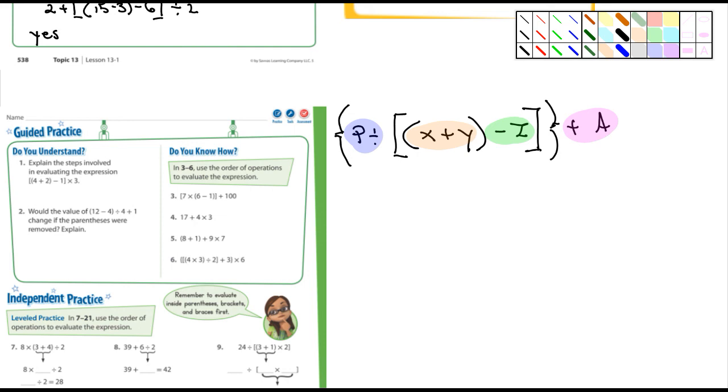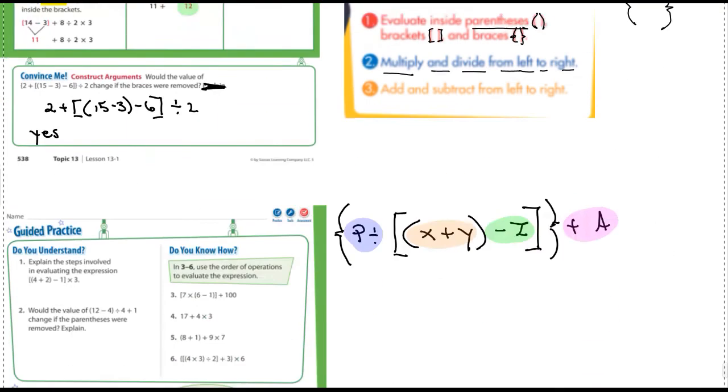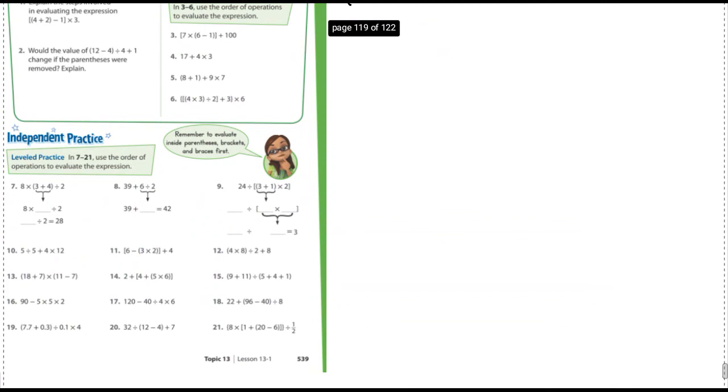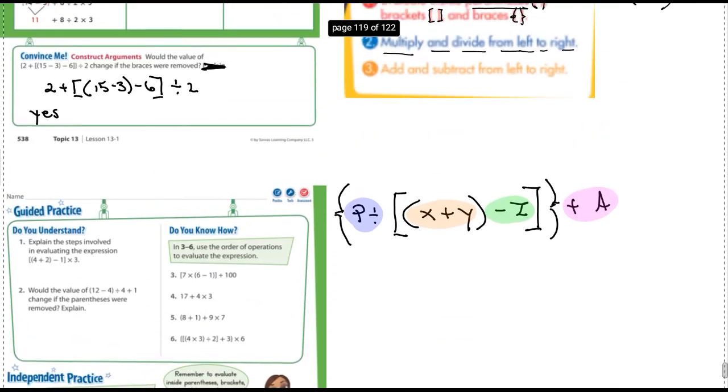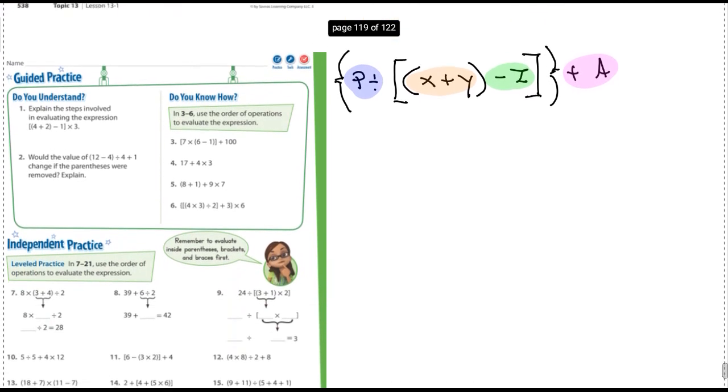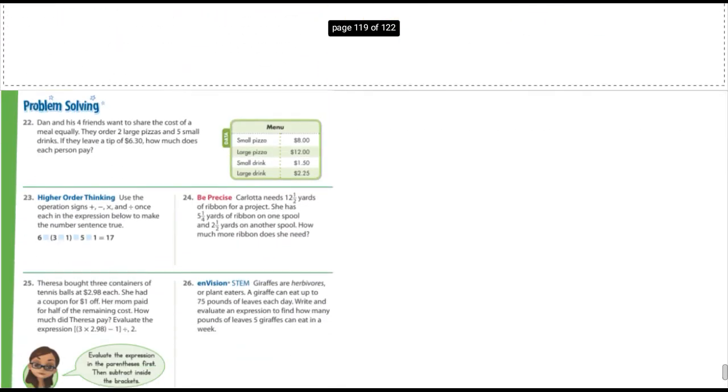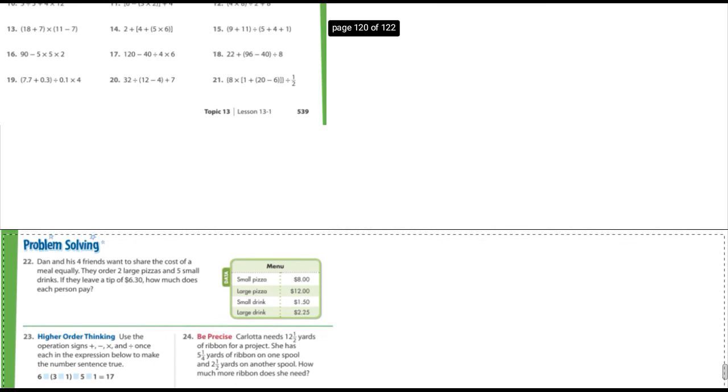All right? So let's go through the guided practice. And I think for the purpose of this video, I'm just going to have you guys maybe do the guided practice and maybe the independent practice. And then we'll take a close look at those tomorrow. And then maybe for Tuesday, I'll just have you guys do the problem solving.